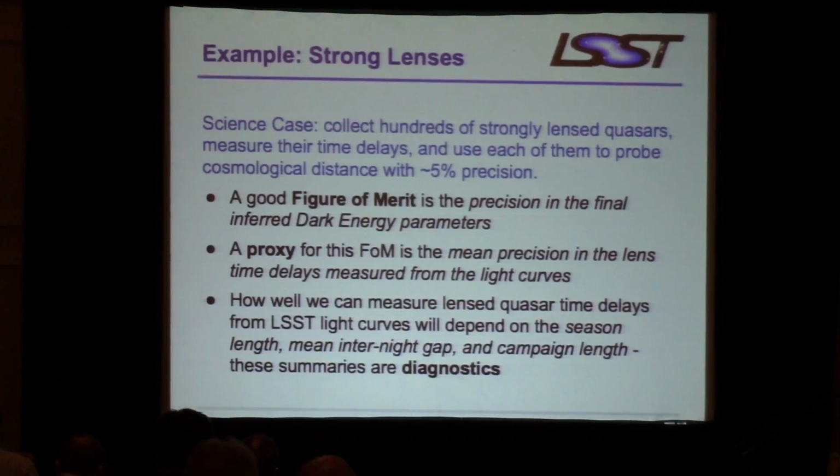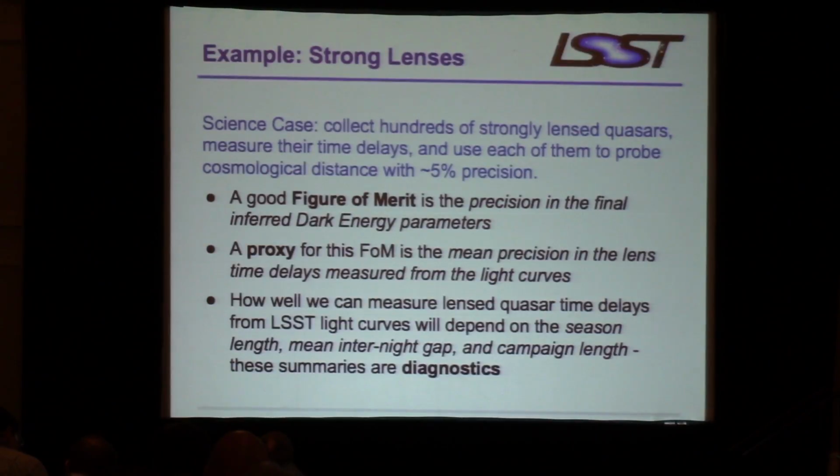Okay, so this all sounds kind of abstract. Let's give you an example. Personally, I'm interested in using LSST to find hundreds of lensed quasars, strong gravitational lenses, and using those to measure distance in the universe so that we can understand something about how the expansion of the universe works. And so I know that I need each of those lenses to deliver something like 5% precision in distance, and that will be translated into the cosmological parameters. So a good figure of merit for me is the precision in the final dark energy parameters.